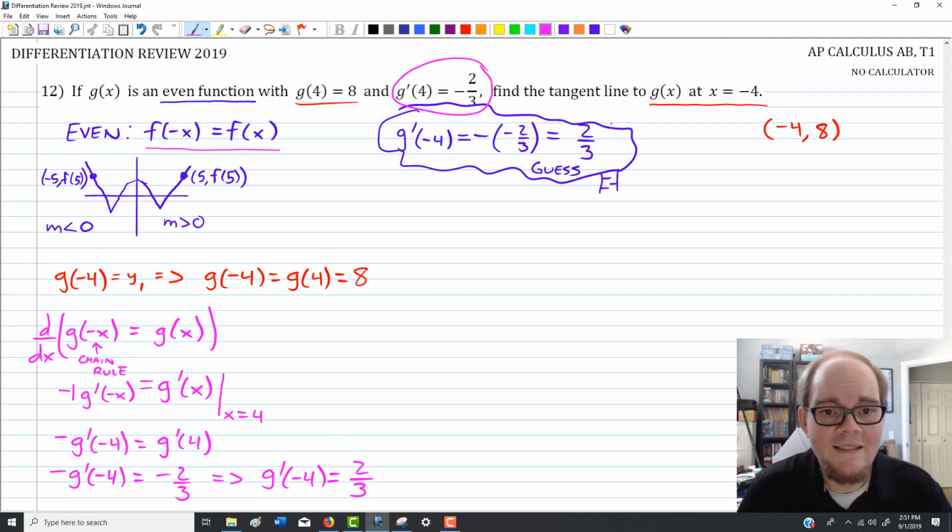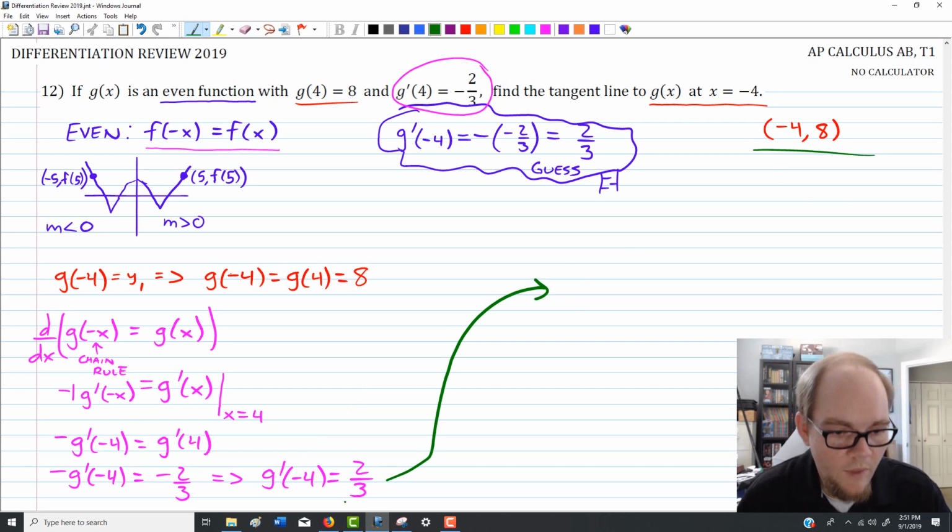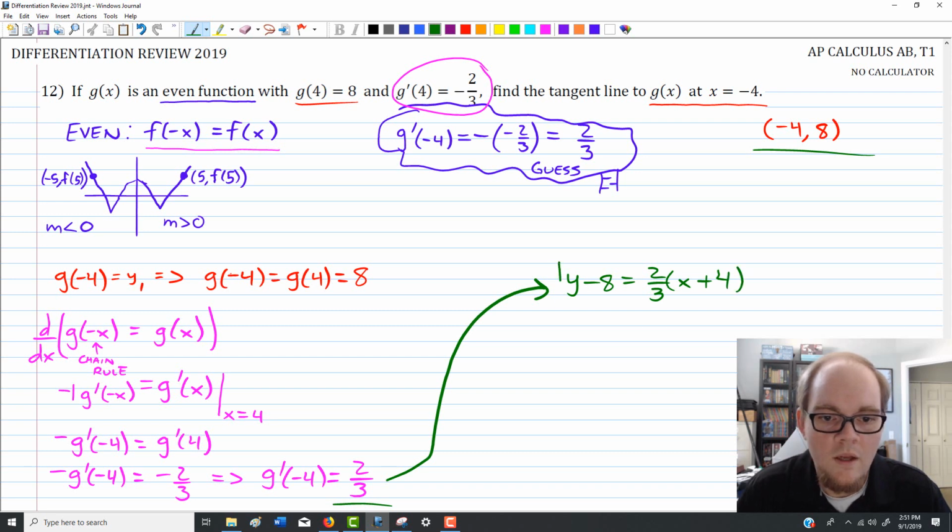So basically, as we guessed at the very beginning, based on the image we drew, it looks like the slope on that other side is equal to the opposite sign slope of what we had before. Given that g prime of negative 4 is now 2/3, that gives us enough ammunition to figure out the equation of our tangent line. We have our ordered pair, we have our slope. That means our tangent line is going to be y minus 8 equals positive 2/3 times x minus negative 4.